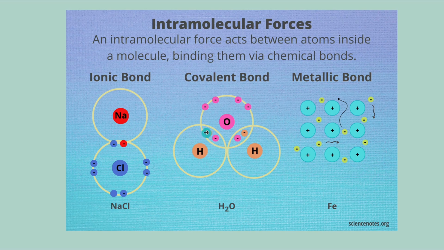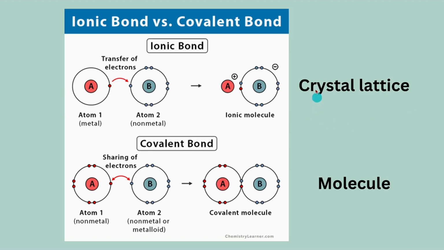The orbitals are shared, so two electrons each are shared, such as in this H2O. In a metallic bond, all the electrons just float around with all of the nuclei of each atom. So it's like a sea of electrons. Everything is attracted to each other. So ionic and covalent are the most important.